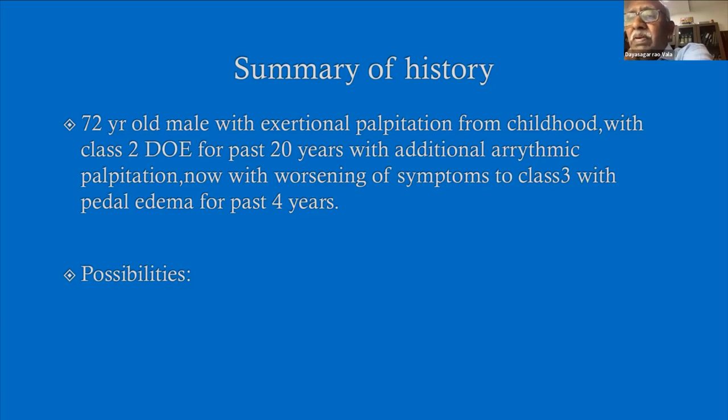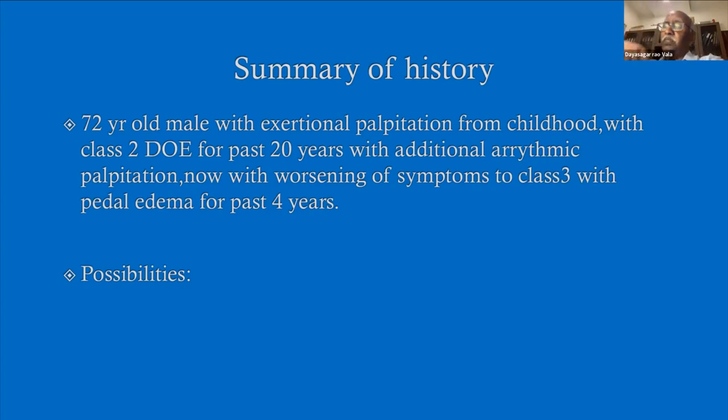Was there a family history of hypertension here? No. So apart from that, he had palpitation from childhood and then progressive dyspnea. Yes. Once they develop dyspnea in regurgitant lesions, what is the natural history? Once they develop dyspnea, there will be rapid worsening of the symptoms.